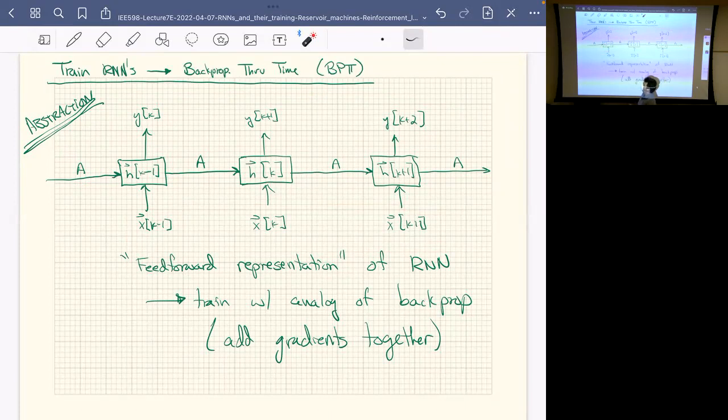But the whole idea here is you're just creating a feed forward approximation that's going to duplicate weights, but that's okay because you're going to add all those gradients together. So if you're interested more in backpropagation through time, you can find a more detailed description of how it works.